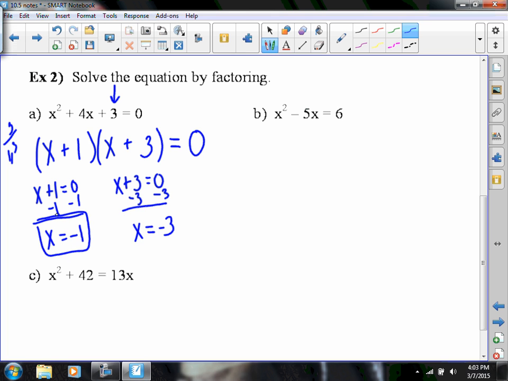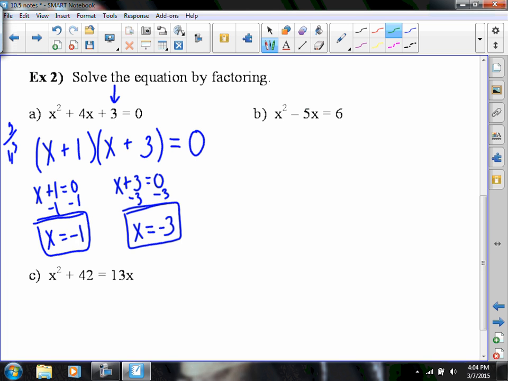Now again, hopefully you notice that my answer is basically the opposite of the numbers that I put in the parentheses. I had a plus 1 and a plus 3, and my answers are negative 1 and negative 3. That's going to happen every time. That sign is going to be opposite. So as you do more and more of these, you'll get really good at going from this part where we have the factored equation right to the answer. But again, if you need to set each little parenthesis equal to 0 and do the work and solve them, that's totally fine. Do that. We like to see all that work.